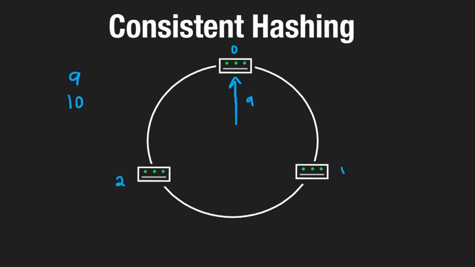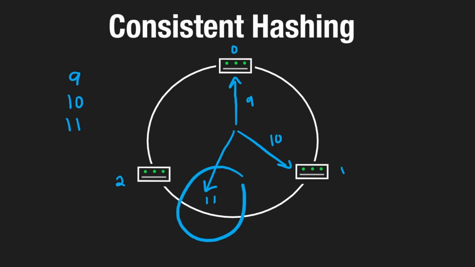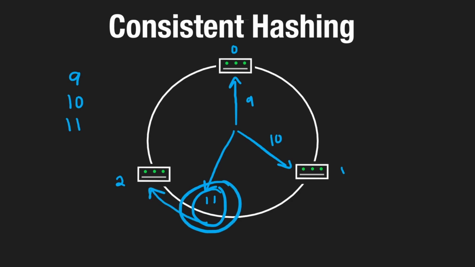We take user 10 and map them to this server, and we take user 11 and map them to this server. But in reality, 11 could be mapped somewhere that there is no server. It could have been mapped here or somewhere in this region. But the idea is that wherever this is mapped, we're going to go from that on the circle. We're going to keep going clockwise, and this user will be assigned to the first server or node that is on the circle going in the clockwise direction.